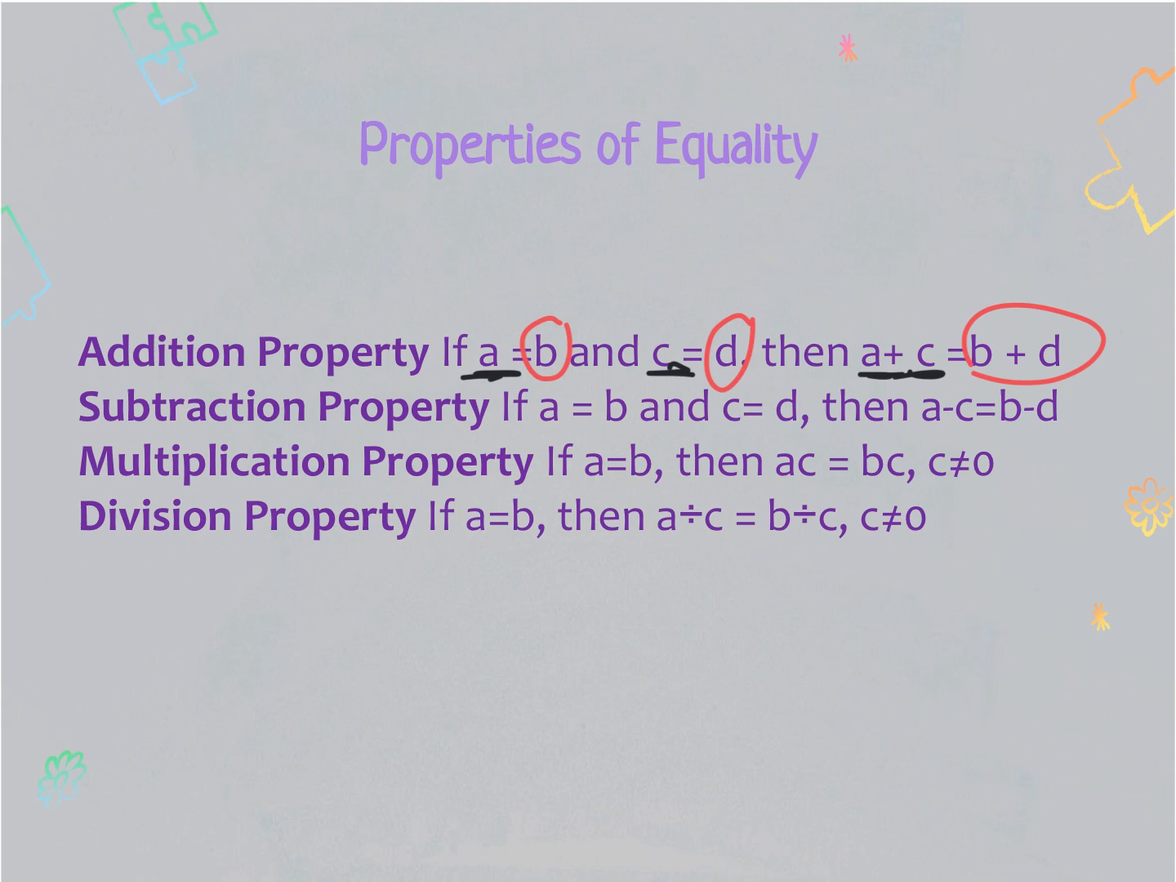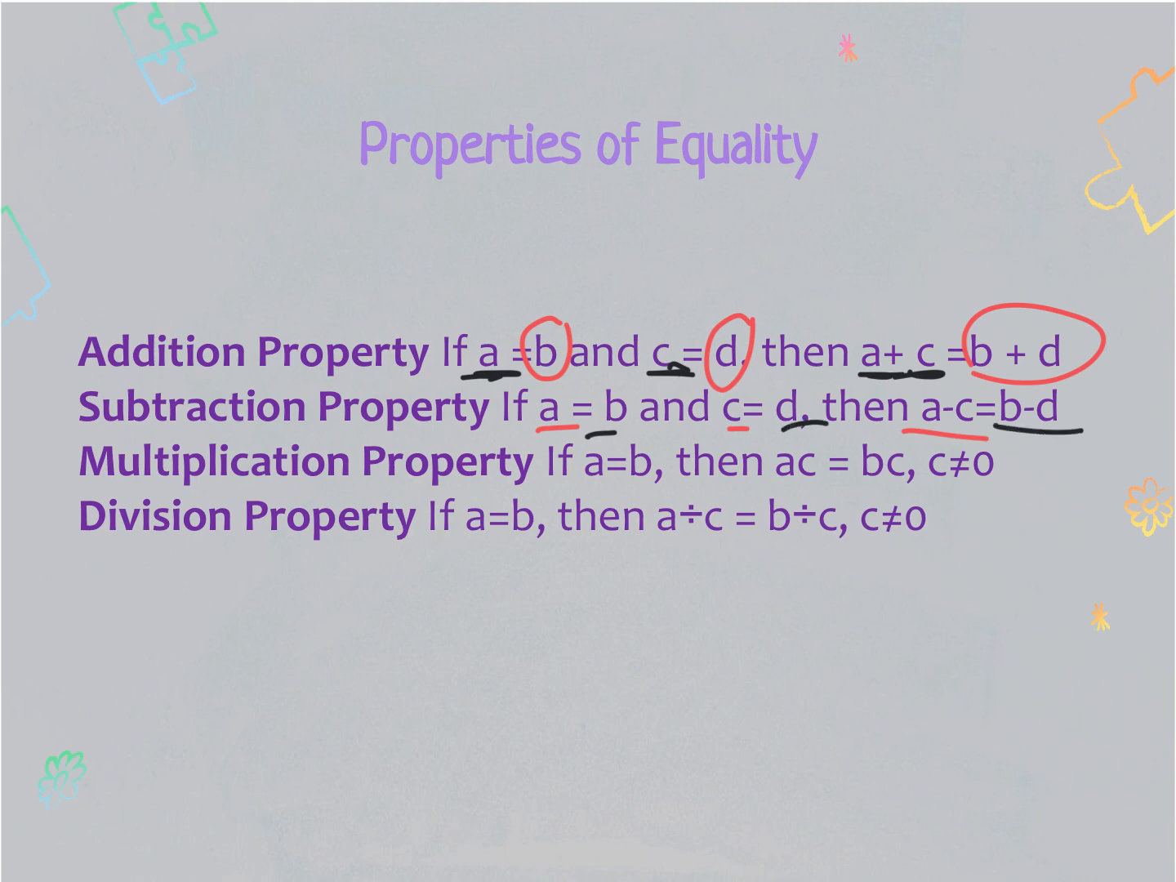Now, we have the subtraction property, which is if A equals B and C equals D, then the subtraction of A minus C equals the subtraction of B minus D. Again, they grab one letter of each, combine them for both of them.